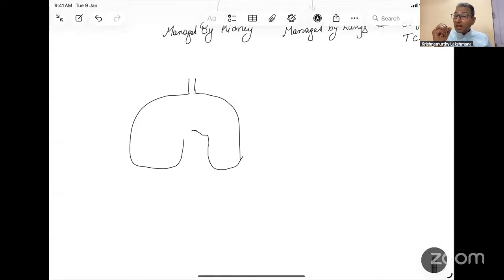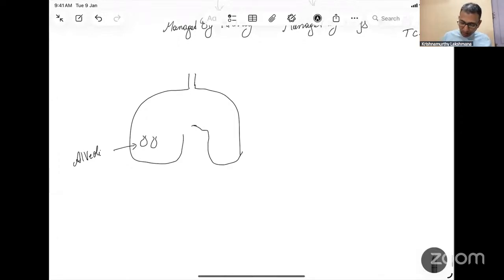So we have this set of organs. Lungs. What does the lung have? It has alveoli, plenty of alveoli. It is like a balloon structure. And this is where the exchange of the airs happens.